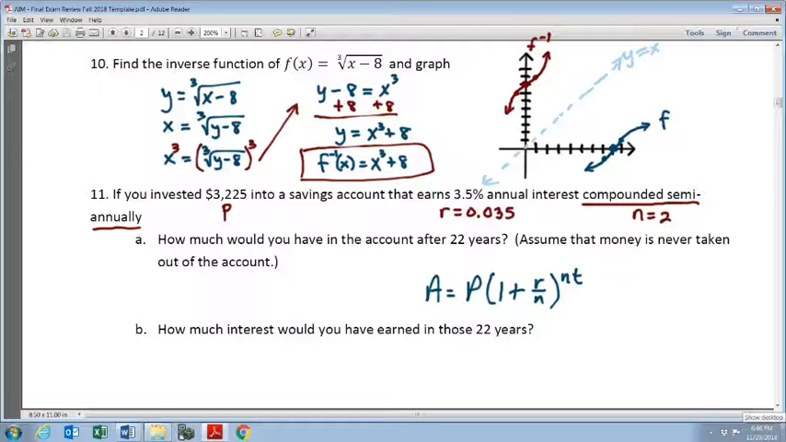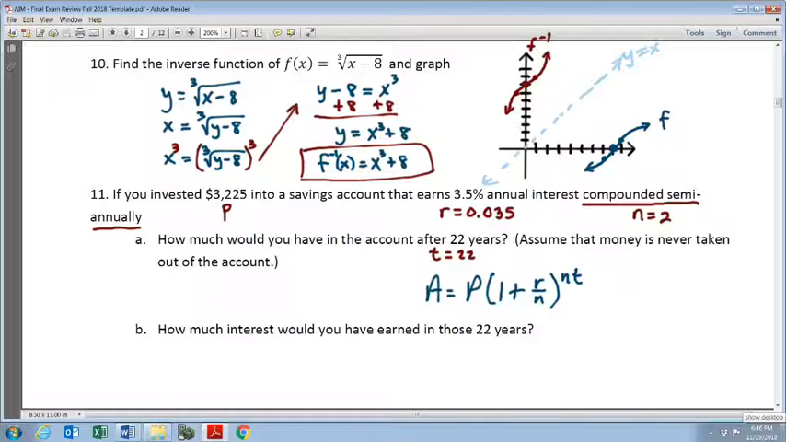And notice it says on part A, how much would you have in the account after 22 years? Well, that means T is 22. So what we're looking for is A here, the amount we're going to have in the account after 22 years.